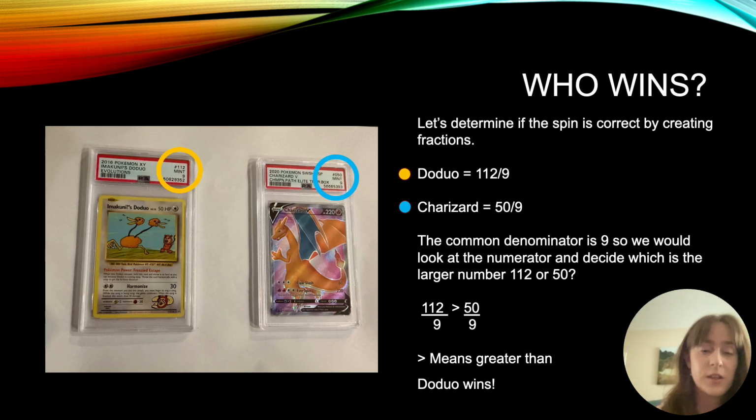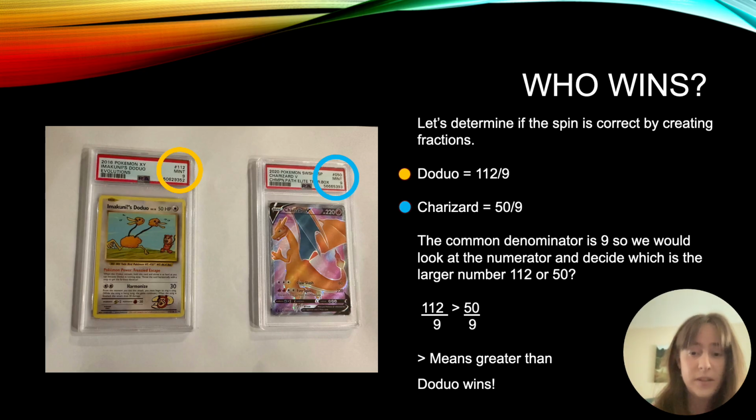It ended a little early in my opinion, but now we know the spin. Now let's see using fractions which one wins. So these are two PSA graded cards, okay? So that's where we're going to get the numbers from. So Doduo is 112 over 9. Charizard is 50 over 9.